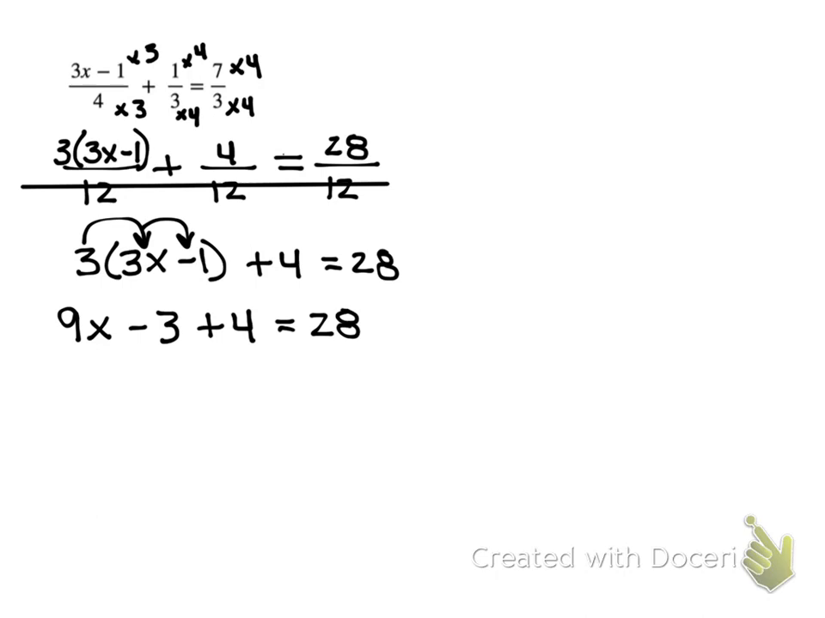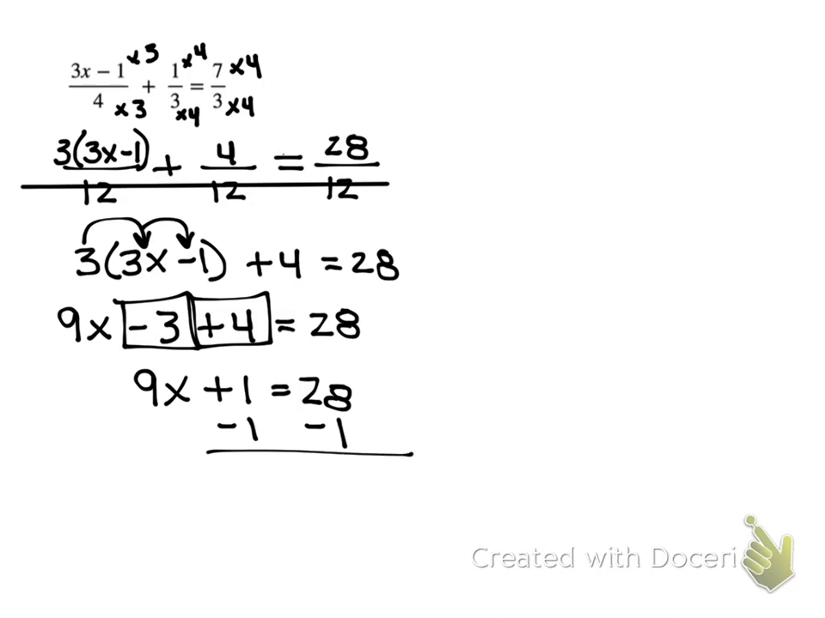I can combine my negative 3 and positive 4. So I have 9x plus 1 equals 28. Subtract 1 from both sides. 9x equals 27. And divide both sides by 9. So x equals 3.